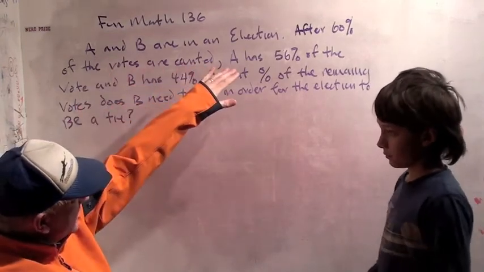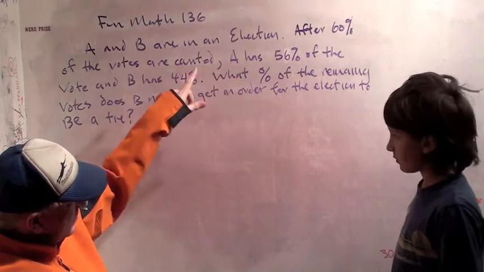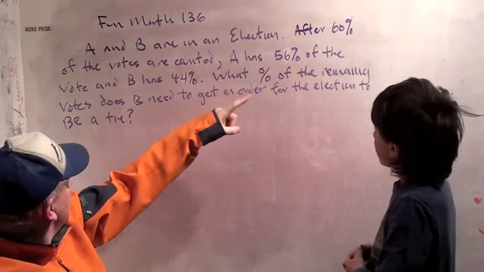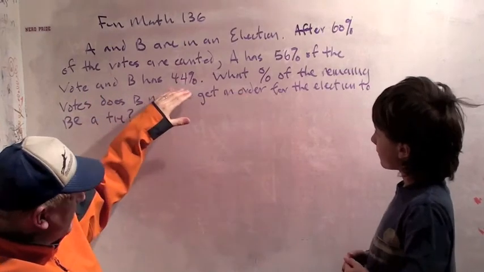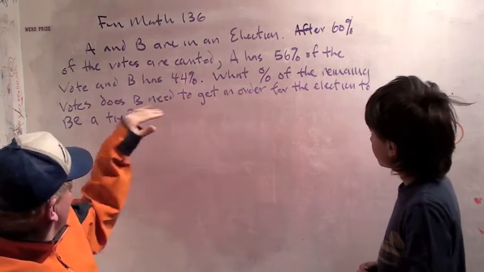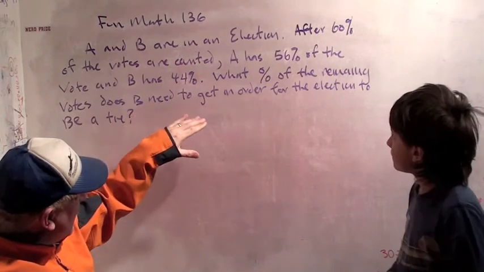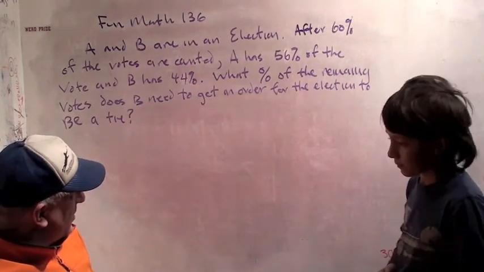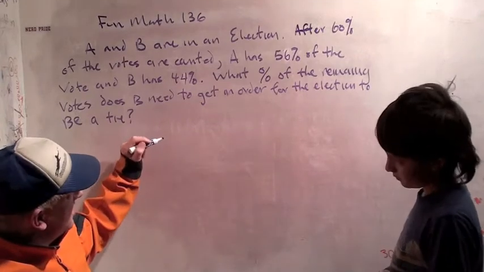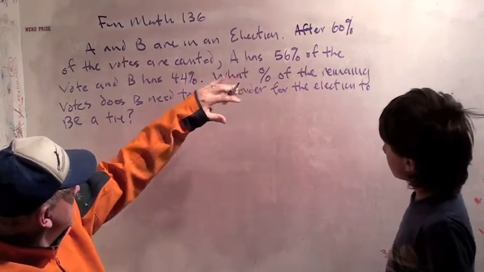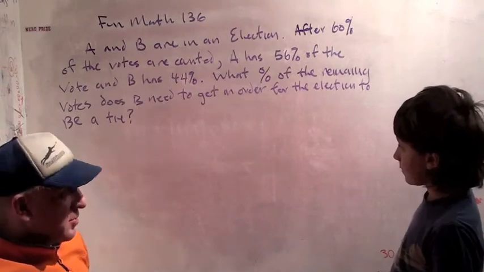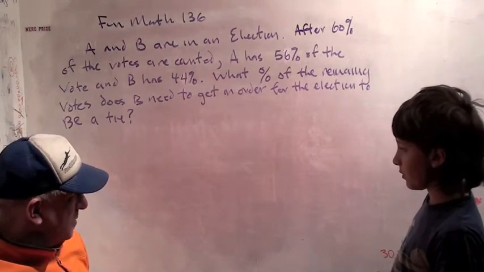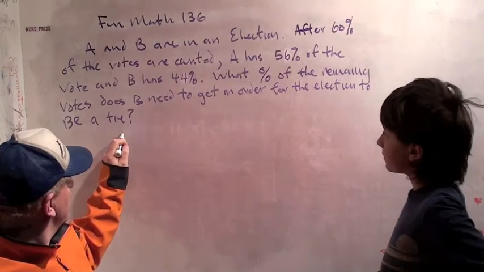A and B are in an election. After 60% of the votes are counted, A has 56% of the vote and B has 44%. What percent of the remaining votes does B need to get in order for the election to be a tie? So you have a bunch of votes cast in an election and we've counted 60% of the votes. What is 60% as a fraction, do you know? Well, it's 6/10 or 3/5. Great.